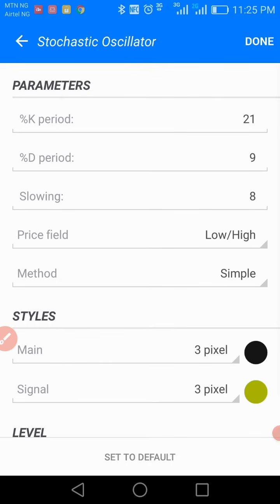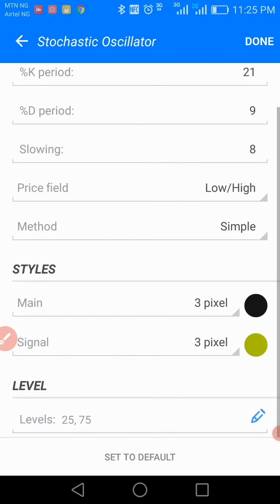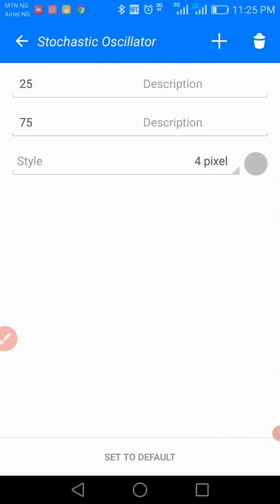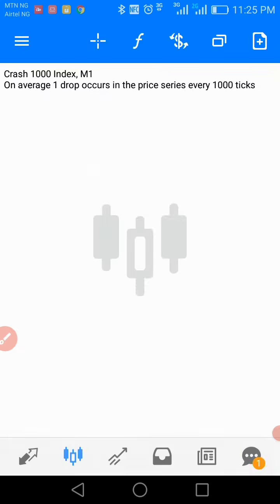Percentage K period is 21, percentage D period is 9, slowing is 8, price field is low/high, method is simple. Then the styles: main is 3 pixels, color is black, signal is 3 pixels, color is this light green. And then the levels, very very important, we have 25 and 75, and the width is 4 pixels and the color is gray, right? Then you click done.